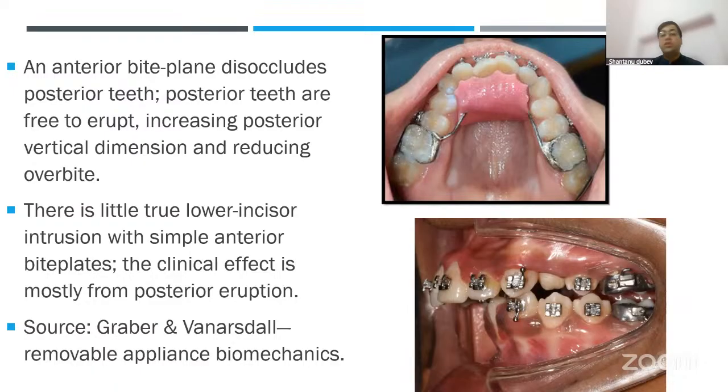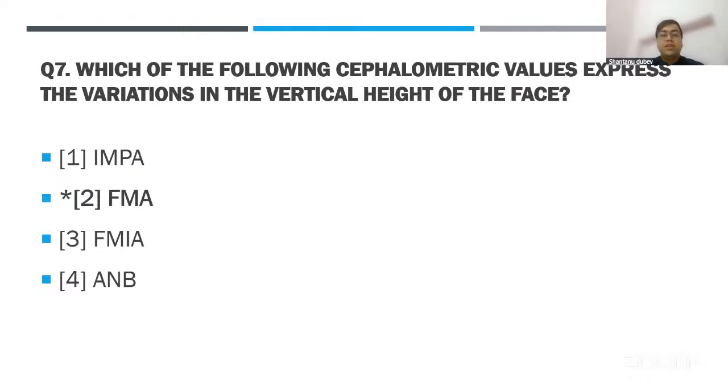And then also true intrusion is very difficult to achieve. Okay, remember that. Which of the following cephalometric values expresses the variation in the vertical height of the face? Is it IMPA? Is it FMIA? Is it ANB? This is the easiest question that you can get.